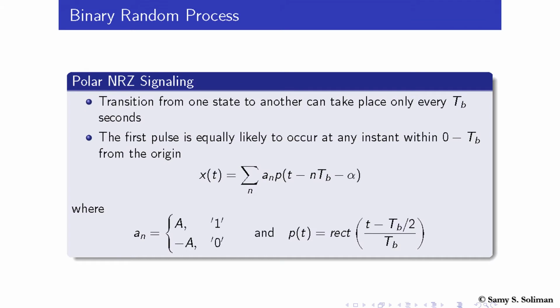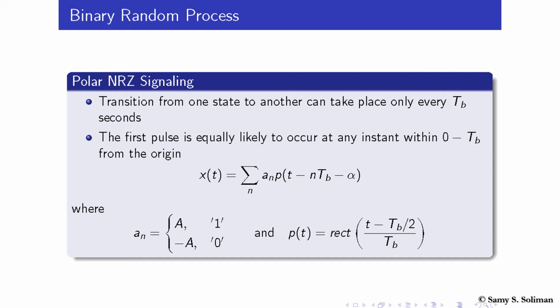Now that we know the different representations of binary data, streams of ones and zeros, let's analyze them as random processes to find their statistical descriptions, to find their mean, their autocorrelation function, and their power spectral density to have an estimate of their frequency content.